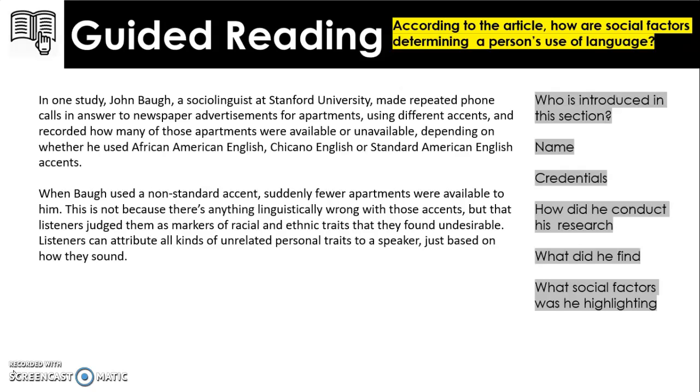And that's why this is an issue. Okay, guys, so let's look at this one then. In one study, John Baugh, a sociolinguist at Stanford University, made repeated phone calls in answer to newspaper advertisements for apartments using different accents and recorded how many of those apartments were available or unavailable, depending on whether he used African American English, Chicano English, or standard American English accents.